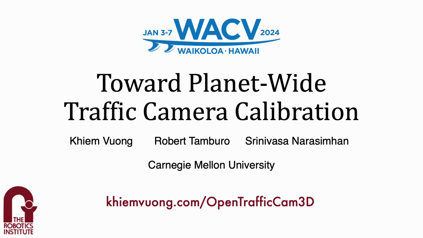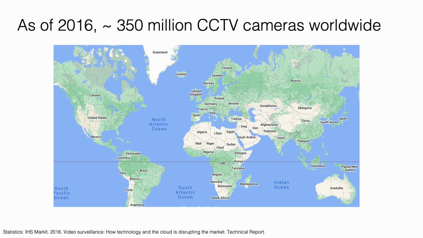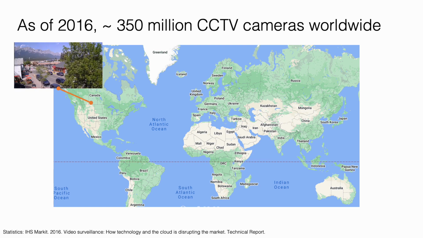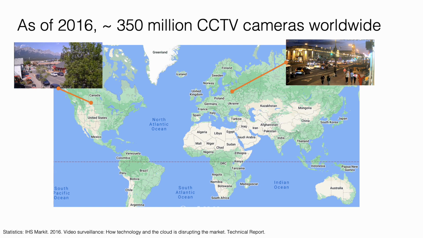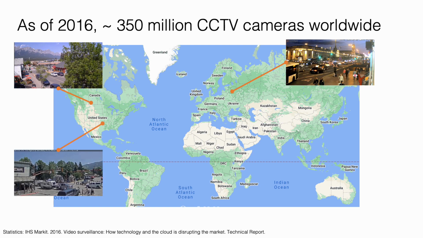We present our paper called Toward Planet-Wide Traffic Camera Calibration. As of 2016, there are approximately 350 million CCTV cameras in the world. With a simple YouTube search, we can access many publicly available video streams like this all around the world.